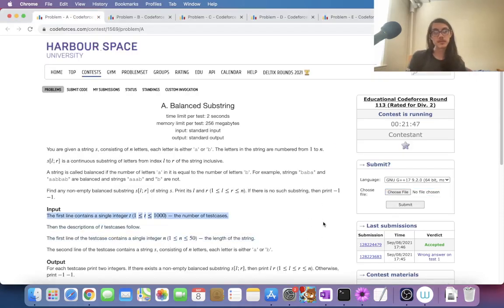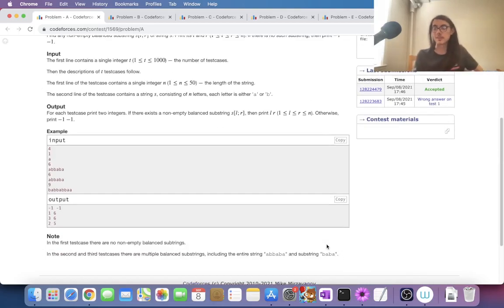So you have a string consisting of n letters. Each letter is either A or B. A string is called balanced if you have the same number of A's and B's. So find any non-empty balanced substring, and then print the left and the right indices that contain that substring.